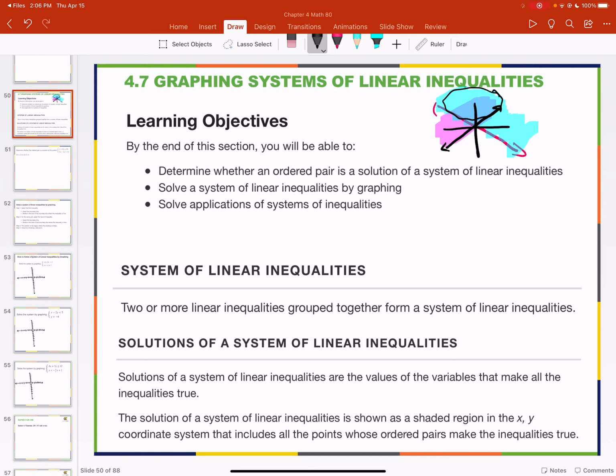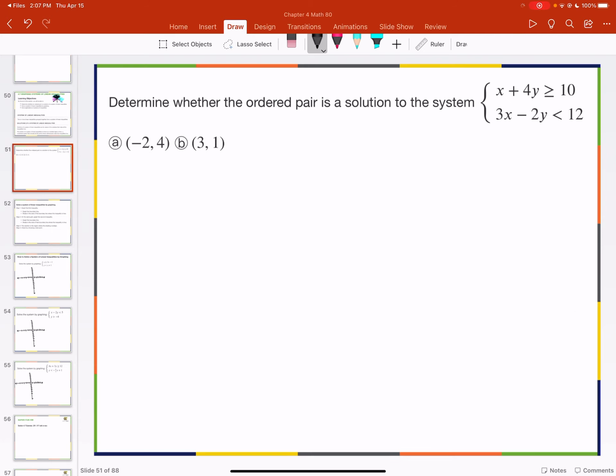So basically, the solution of a set of linear inequalities is the set of all points that fulfill both inequalities, okay? So it kind of looks like this. But first, in order to do your homework, you need to know how to determine if an ordered pair is a solution to a certain system. So here we have x plus 4y is greater than or equal to 10, 3x minus 2y is less than 12, and we want to know if this point is a solution.